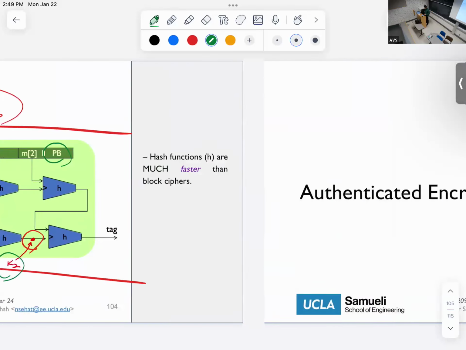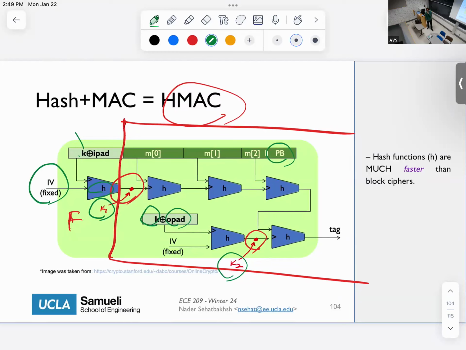Okay, any questions about MAC and hash? Can you clarify the little h's there? Are each of those h's a separate hash function? Each of these little h's is a hash function, but it's just the exact same hash function that you repeat over and over. For example, you've probably heard of SHA, secure hash algorithm, like SHA-256, SHA-512. These are usually the H functions here. The H should be a secure hash function. It cannot be any hash function. Okay?